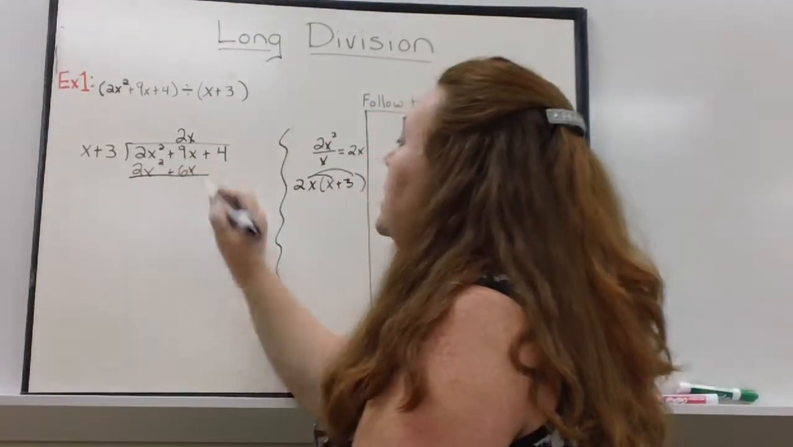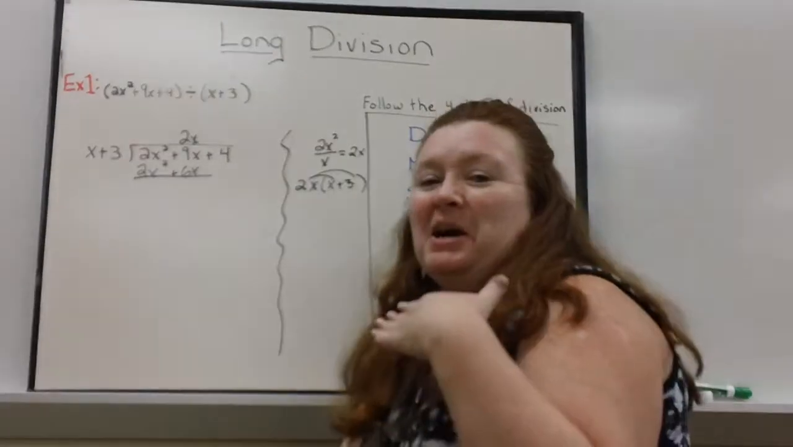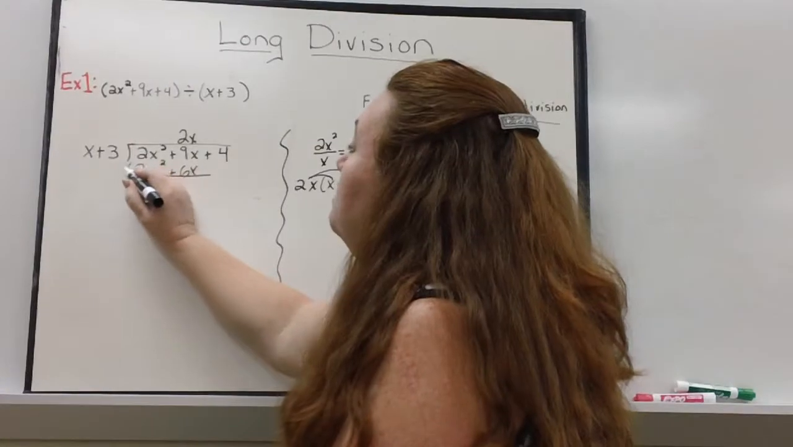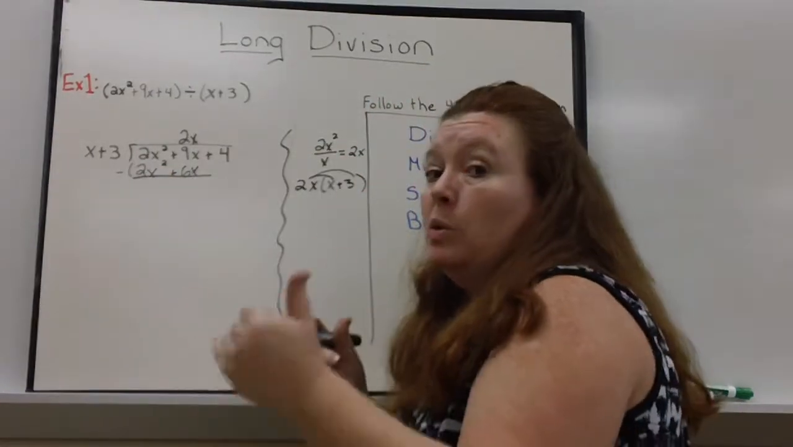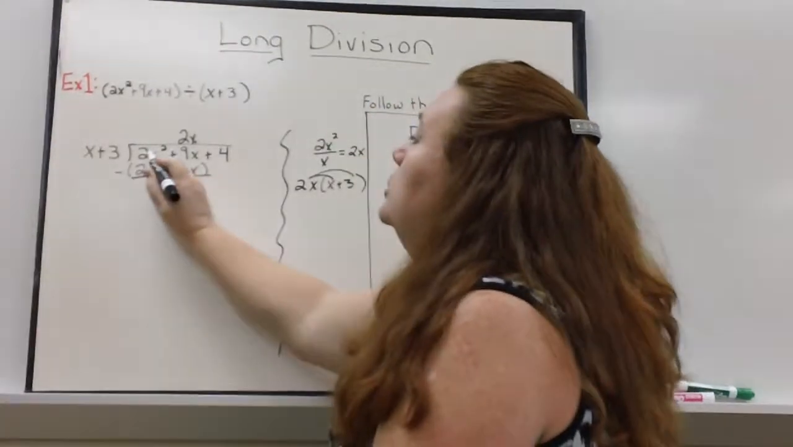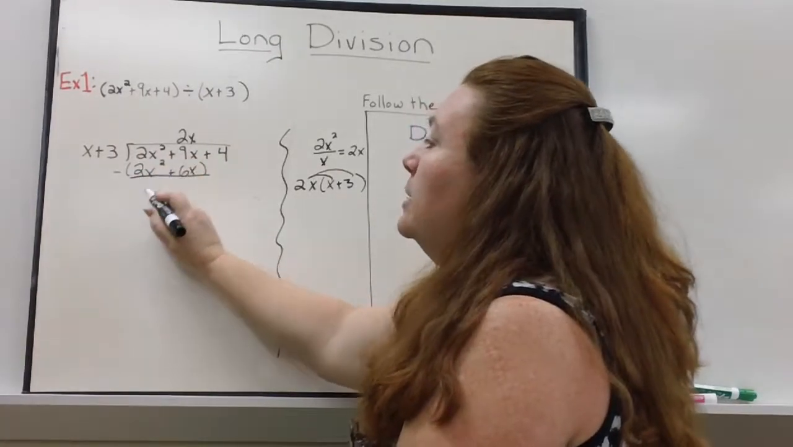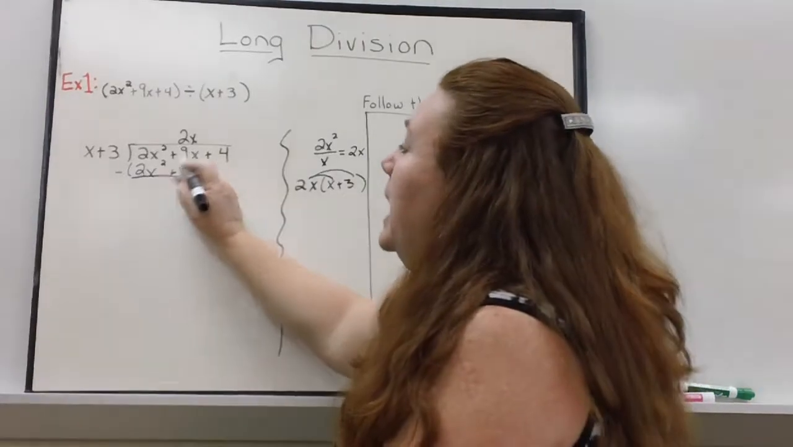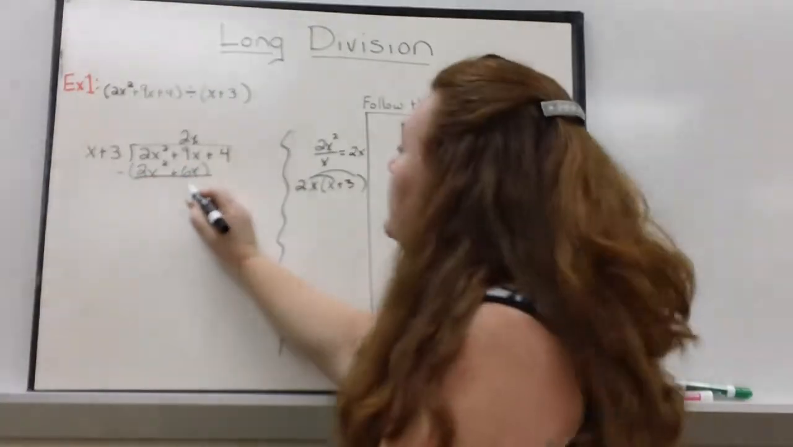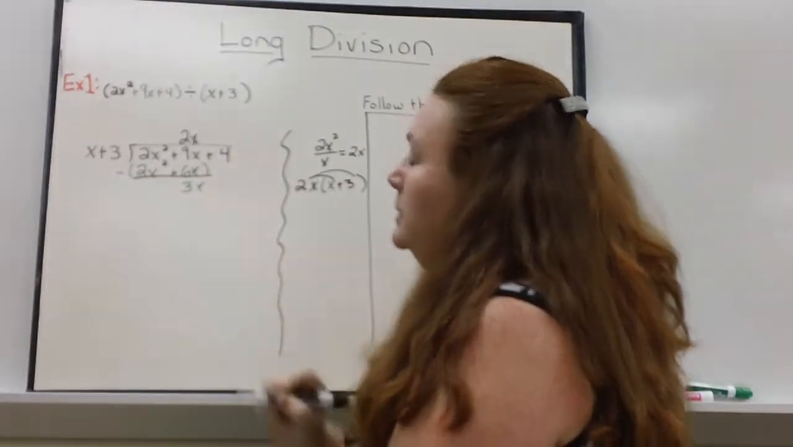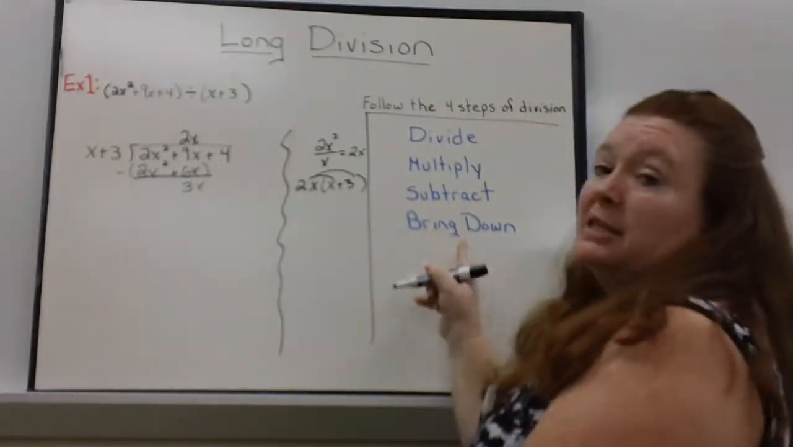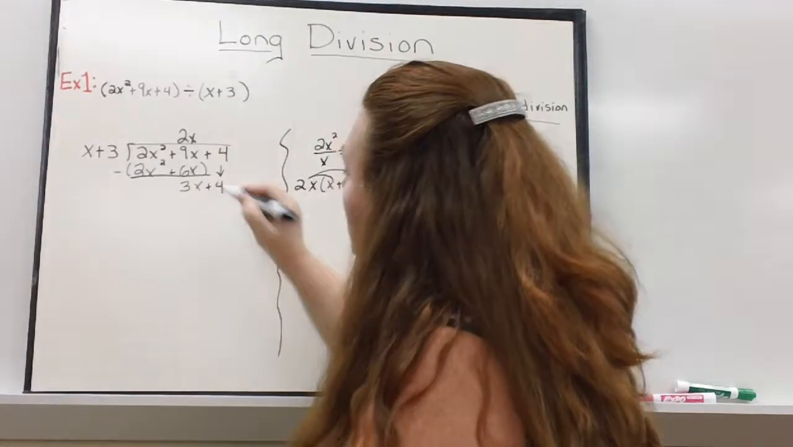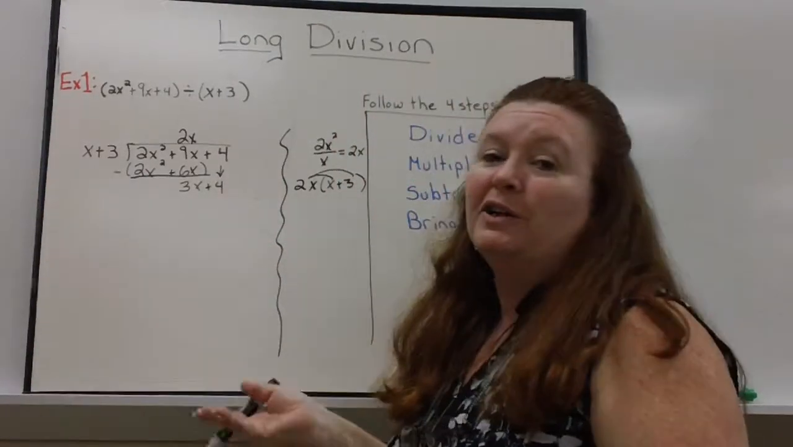Okay, so now I'm going to subtract. So when I subtract, I highly advise that you use parentheses and be very careful. That minus, the subtraction goes to both terms. So 2x squared minus 2x squared is 0, and that should happen every time. 9 minus 6 is 3x. And then the last step is to bring down. So I bring down this plus 4, and I start all over again.